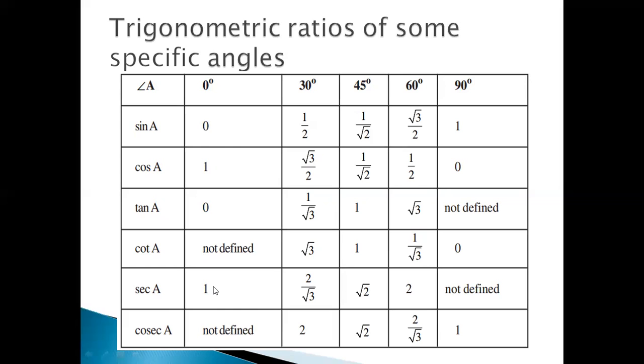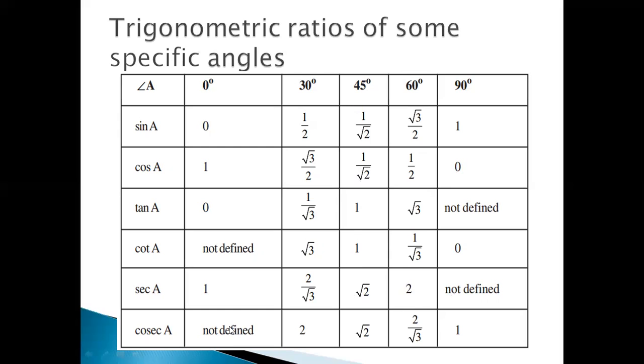Now, secant A. Secant 0 is 1. Secant 30 is the multiplicative inverse of cos 30. We got cos 30 as root 3 by 2, its reciprocal is 2 by root 3. So secant 30 is 2 by root 3. And cos 45 is 1 by root 2, so its multiplicative inverse or reciprocal is root 2 by 1. So secant 45 is root 2. Secant 60 is 2, and secant 90 is not defined.